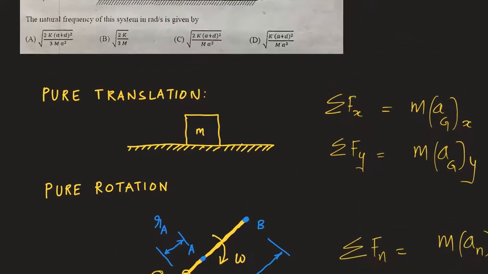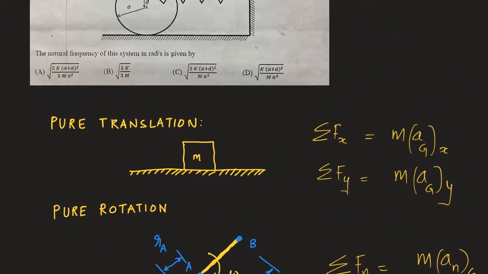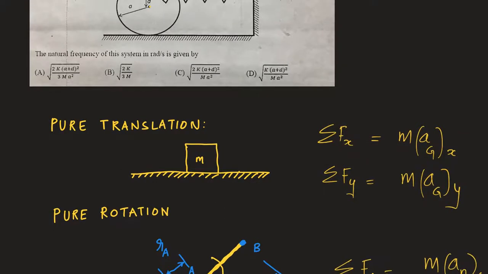So I will start off my discussion by talking about what are the different types of rigid body motion that is possible within a plane. So the first is pure translation. So as shown over here, you have a block of mass, and let's say the mass is moving along this particular direction.